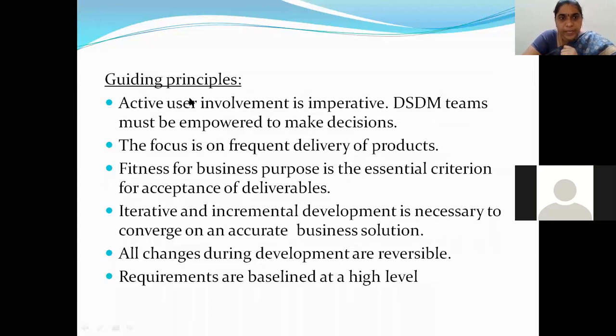Now coming to the guidelines, the basic principles that DSDM follows, which are different from the rest of the models: active user involvement is imperative. As I already told you, one of the main principles in the Agile Manifesto is that you should always involve the clients in your development process, right? So your user is the client or the developers. This user involvement is always imperative, in the sense that you should give some sort of authority to those users so that they can take decisions. So that is one of the principles.